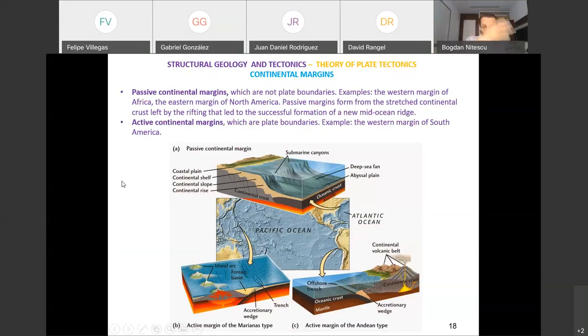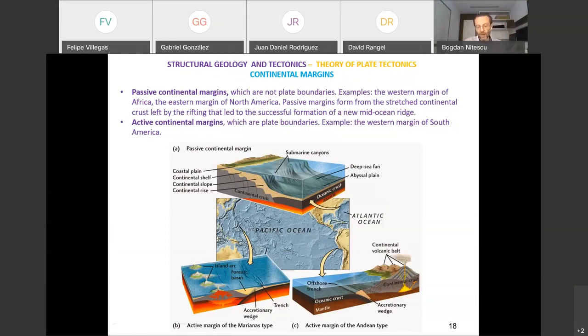Now we have the active continental margins, and these are plate boundaries. So basically, in these cases, you can have this situation as in South America, the Pacific coast of South America. It's a continental margin.